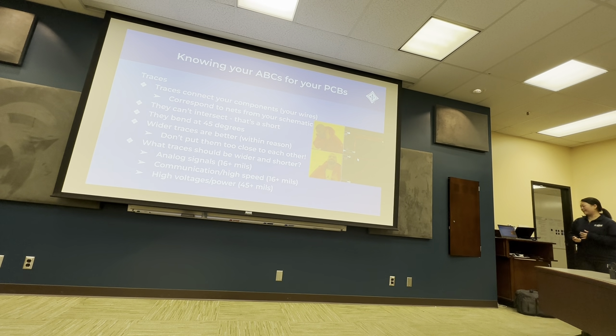Also, you want to keep in mind the width of the traces. For analog signals and high speed communication, they usually are 16 mils. For high voltage and power, you should have them at 45 mils. It's because higher voltages will create more current, so you need more area for it to flow through. Thus, you have a thicker trace.